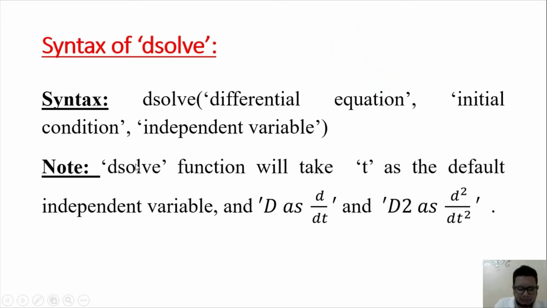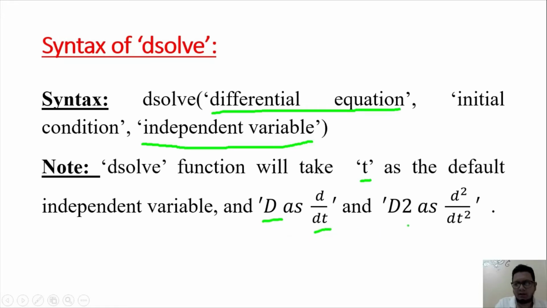Okay, so the dsolve function will take t as the default independent variable. This part is fixed, always in single quotes. Here you should always write t. And when you are defining a differential equation, d over dt you should write as D, whereas d square over dt square will be written as D2.